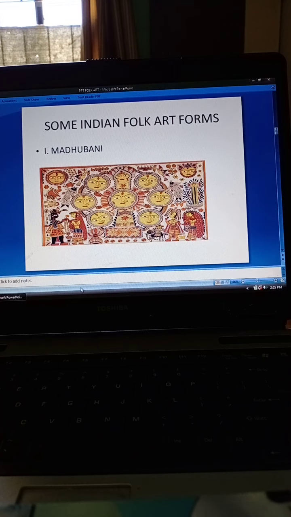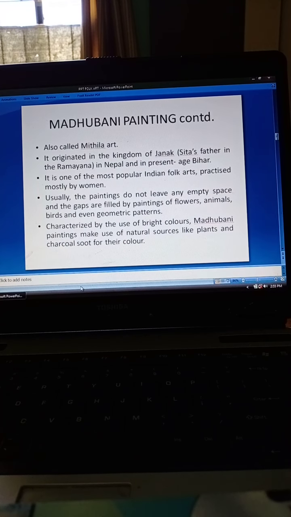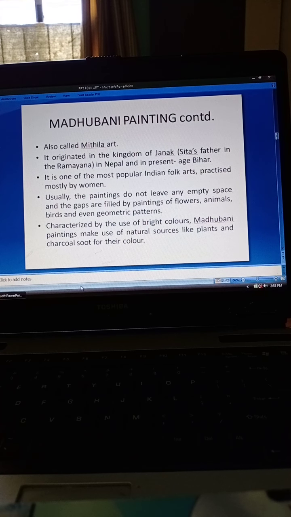Let's begin with some Indian art forms. The first one is Madhubani painting, which you must be well acquainted with. It is done in Bihar, and it is also called Mithila art, and it originated in the kingdom of Janak, Sita's father in the Ramayana, you must be knowing, in Nepal and in present day Bihar.